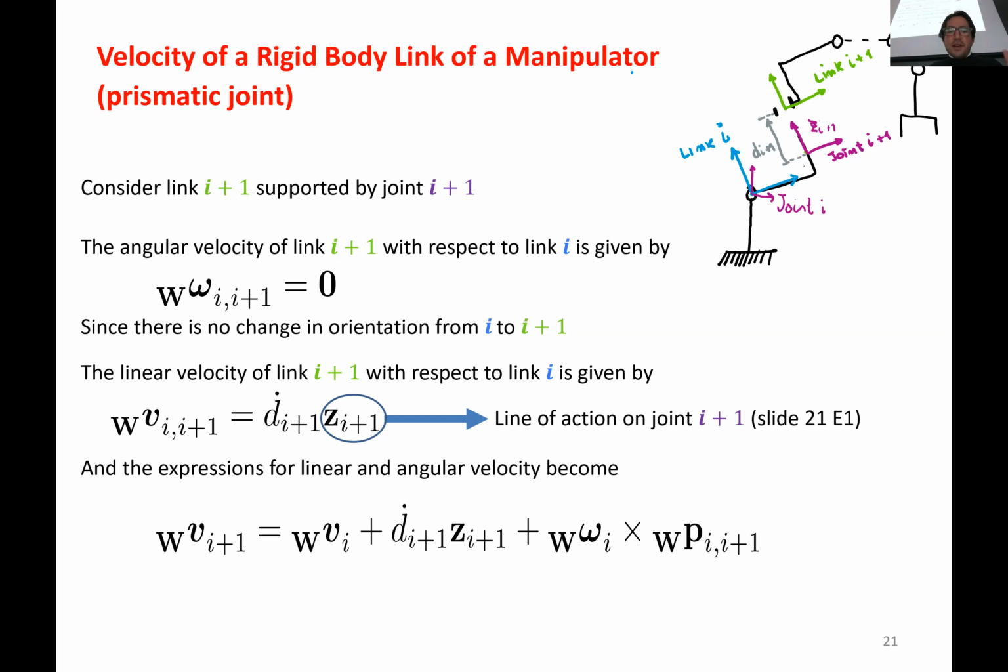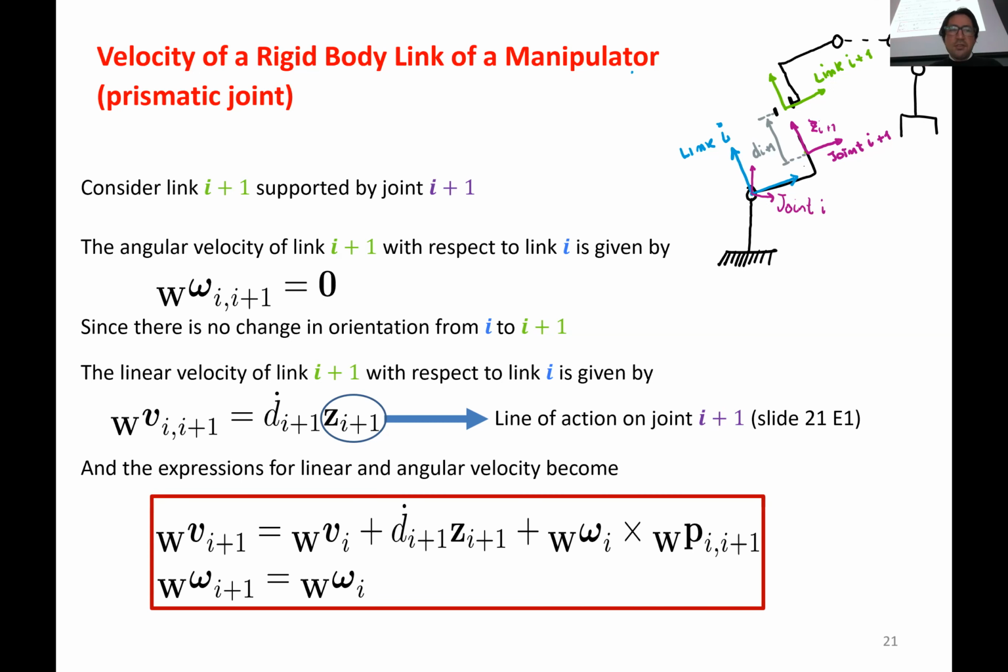And both the expressions of linear and angular velocity, according to the previous slide, if we replace these two, then we have the velocity from I to I plus 1 given by the expression here, and the angular velocity, and the linear velocity just given with respect to its predecessor link, and the position with the direct kinematics. This is the same as it was in the slide before. And then the angular velocity is just the angular velocity of the previous link, and that's it, because the second term of the right hand side of the equation becomes 0. And I put a square here because these are important.